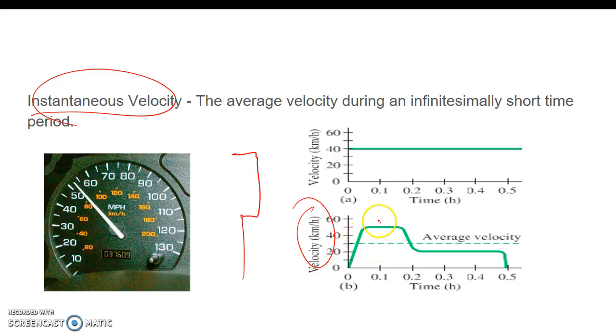And instantaneous would be, what is our speed here, right? What is our velocity at this point? That's instantaneous. Average, again, is just all of them put together.